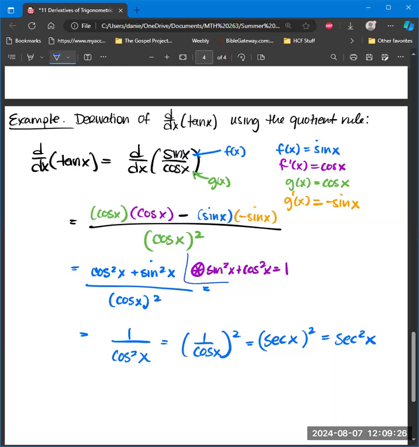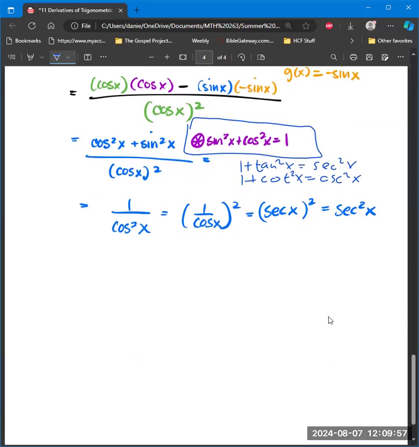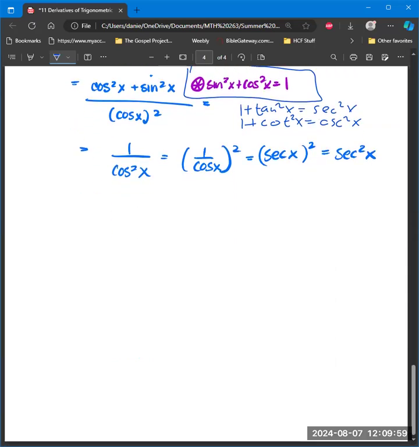But do not forget this Pythagorean identity and any of its variations. Remember that sine squared x plus cosine squared x is equal to 1. 1 plus tangent squared x is equal to secant squared x. And that 1 plus cotangent squared x is equal to cosecant squared x. All right. Those are all your Pythagorean identities that are fundamental identities from pre-calculus that you need to remember.